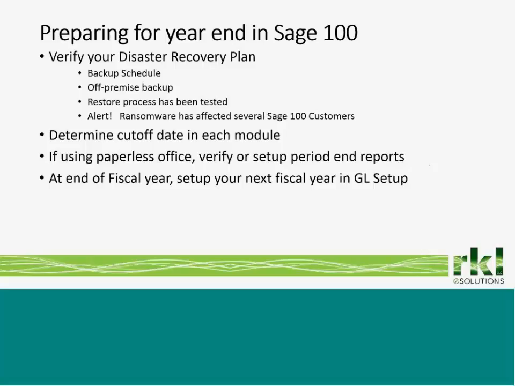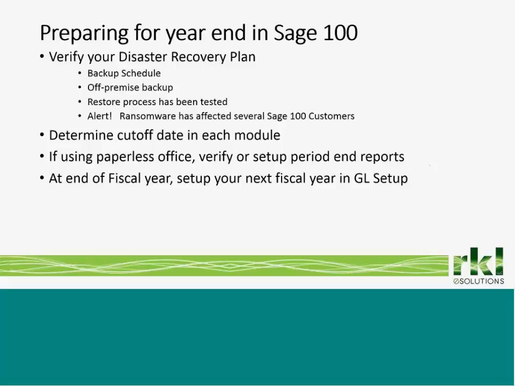As part of your period end processing, you want to determine a cutoff date in each module. You can speak with your accounting firm to determine what that cutoff date might be. Oftentimes for accounts payable, people will leave the month open for a couple of days or for a week or 2 weeks to make sure that they get all the AP invoices in and post them to the date where the expense was incurred. So determine what that cutoff date is.